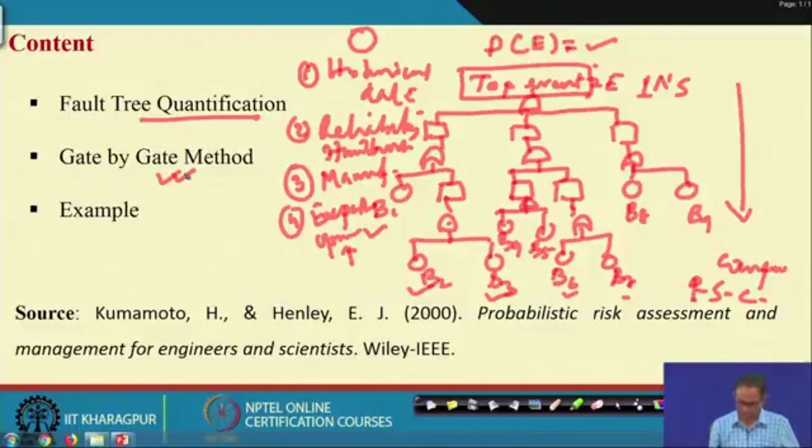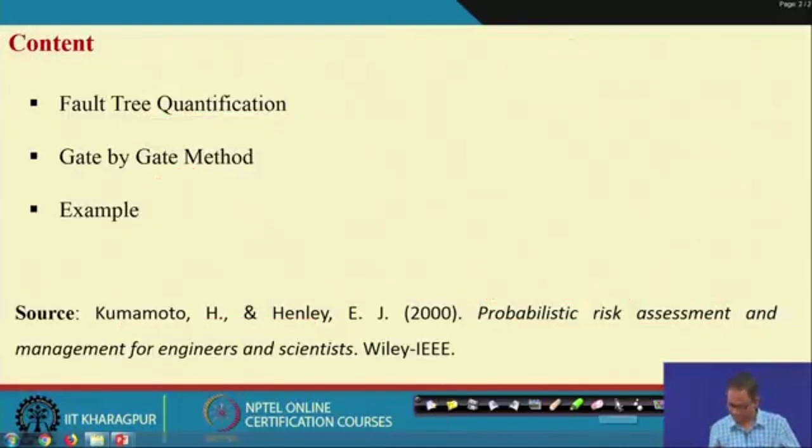For your reference, you can follow this book, Probability Risk Assessment and Management for Engineers and Scientists, by Kumamoto and Henley, and you can go through any good reliability engineering handbook or safety engineering book, where you will find the quantification part, fault tree quantification. Okay. So what is our topic in this lecture? Fault tree quantification by the gate by gate method.